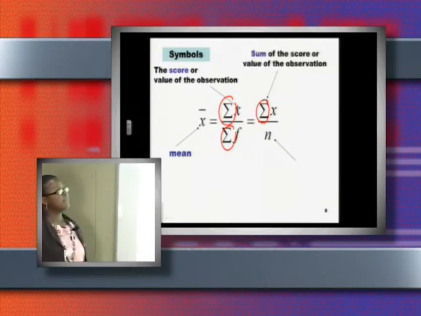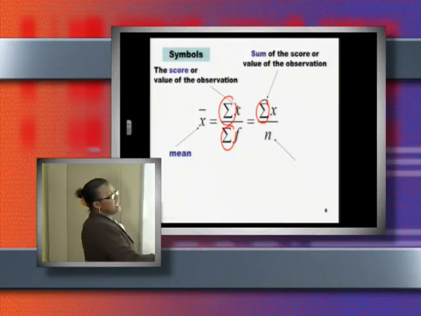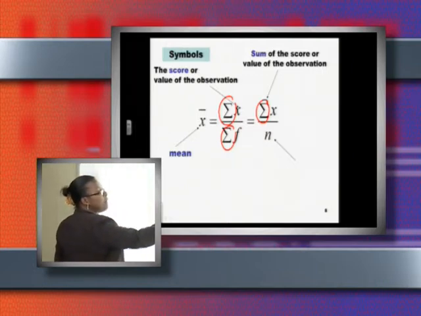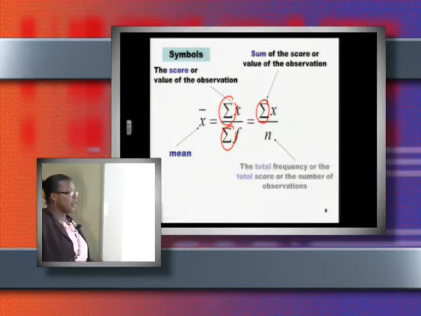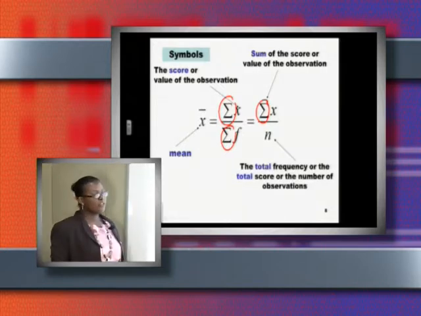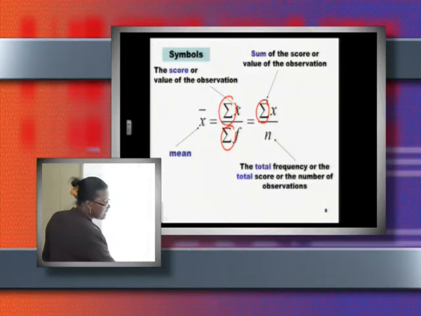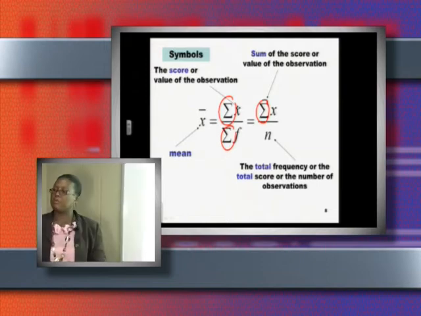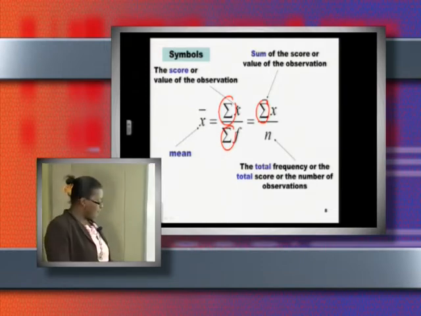After we identified what the X is, we sum there. And then last of all, our N represents the frequency, the total frequency. That means how many of them there were. Now let's get down to our value now.